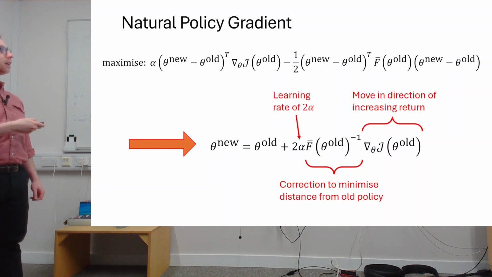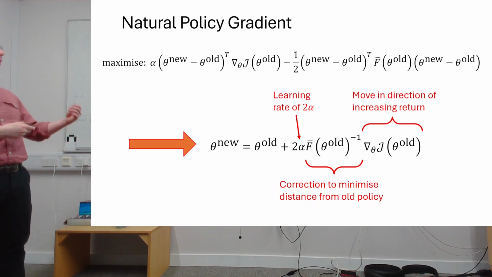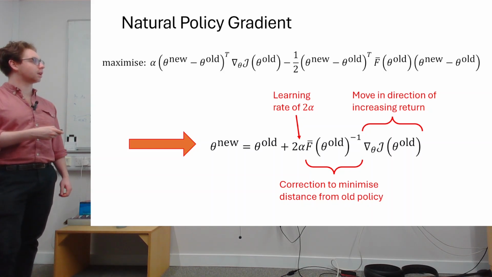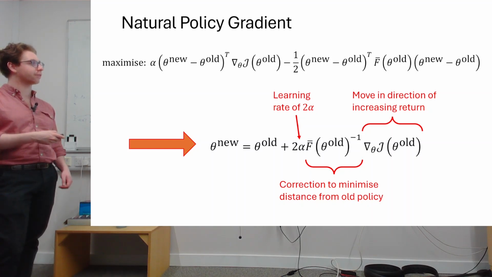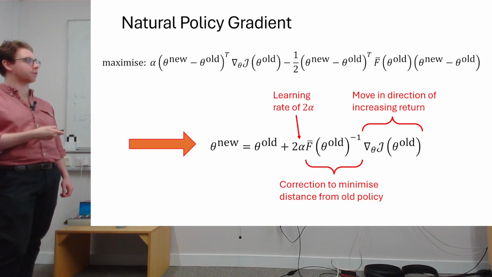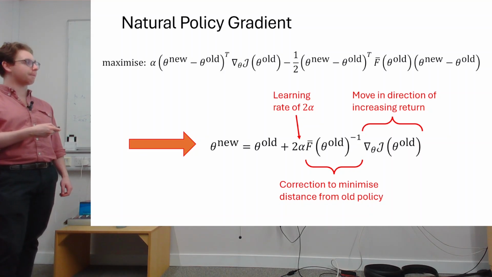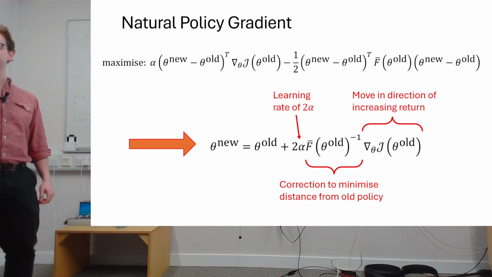And lastly, this term out front, the 2 alpha, is a learning rate. The alpha coefficient that I put in front of the surrogate advantage ends up translating into a learning rate. So theta nu is theta old plus something, and the coefficient out front, this 2 alpha, is the learning rate with which I'm applying these updates. Does anyone have any questions about this?